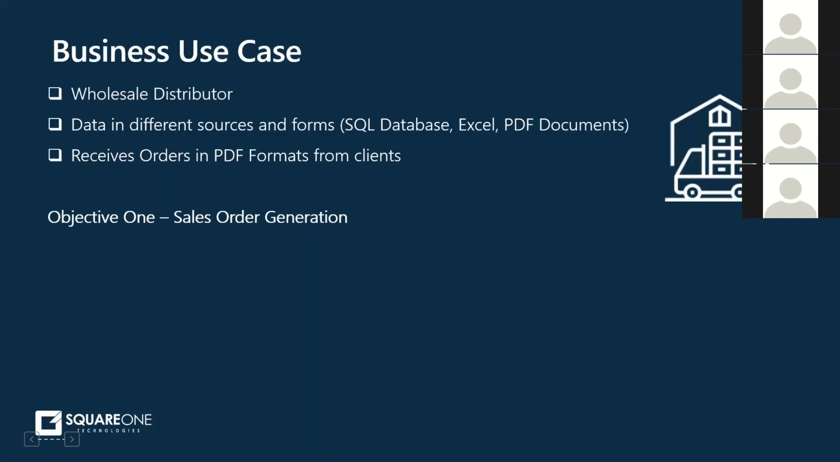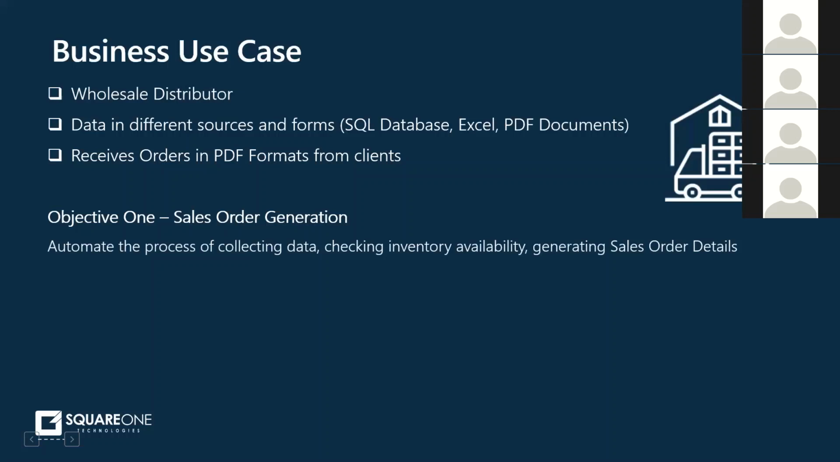So objective number one is the sales order generation. Since we are getting these PDF documents, we would like to automate the process of collecting this data, checking the availability of my inventory and my stock on hand, and then generating the sales order details. Objective number two is to do prediction, where I will predict profitable opportunities for me to target certain customers.